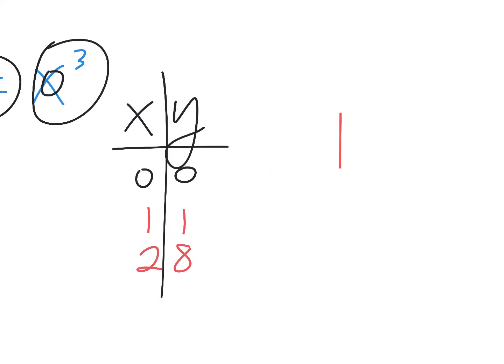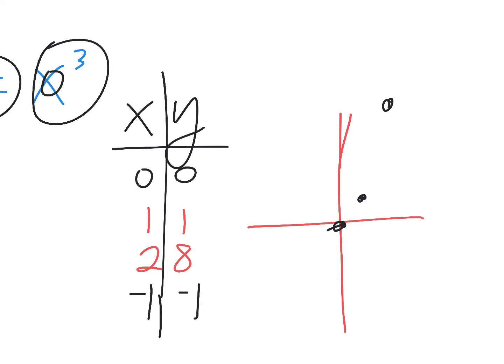And once I see it, hopefully, 0, 0, 1, 1, 2, 8. And then when you put in -1, you get -1, because -1 to the third is -1. And it looks like that. If you make enough dots, you'll be like, oh yeah, it's the one that goes like that. That's x to the third.